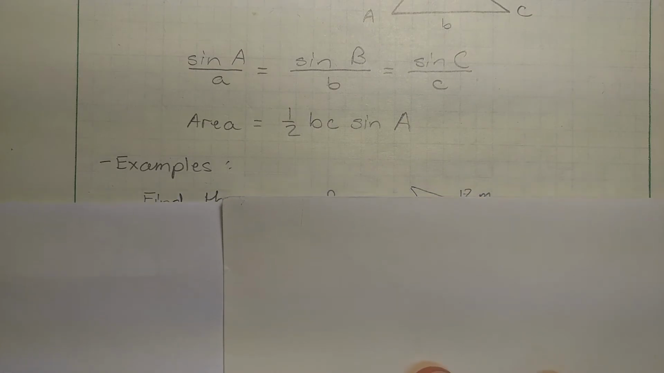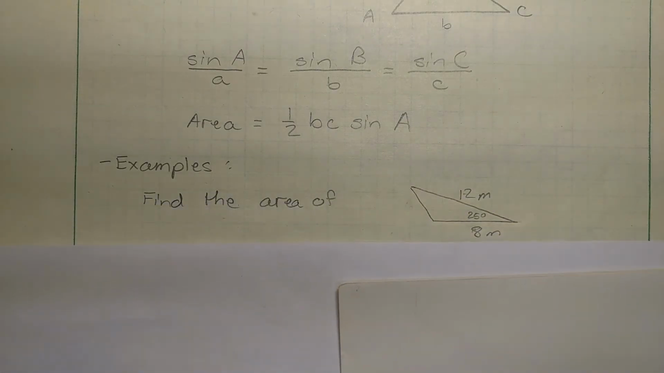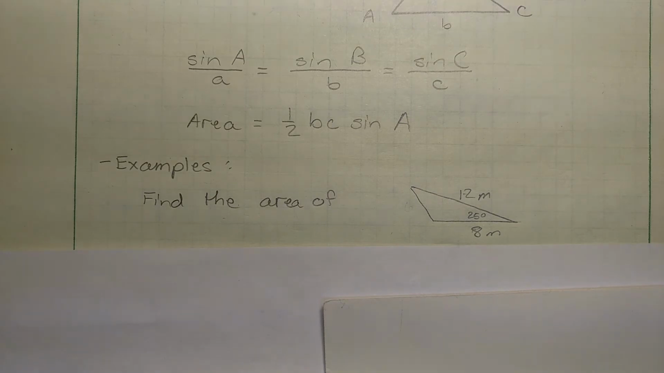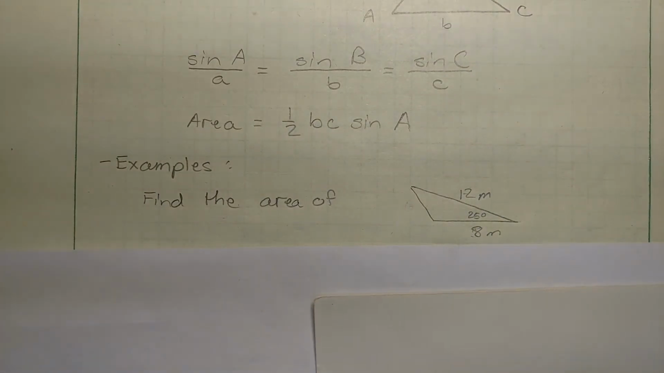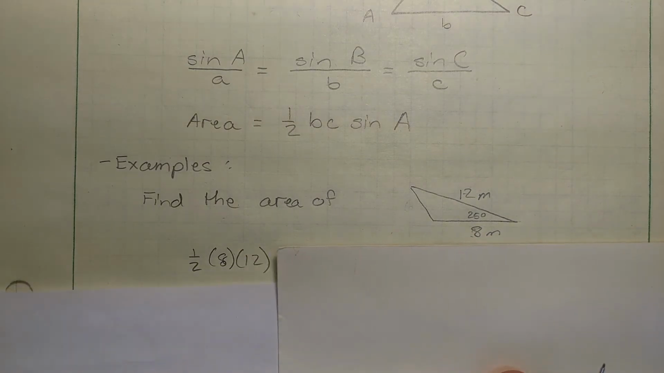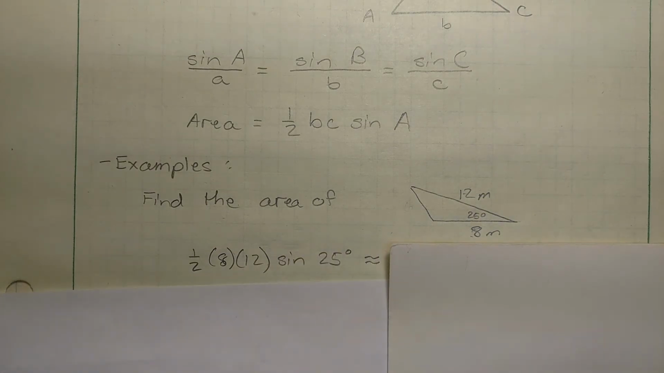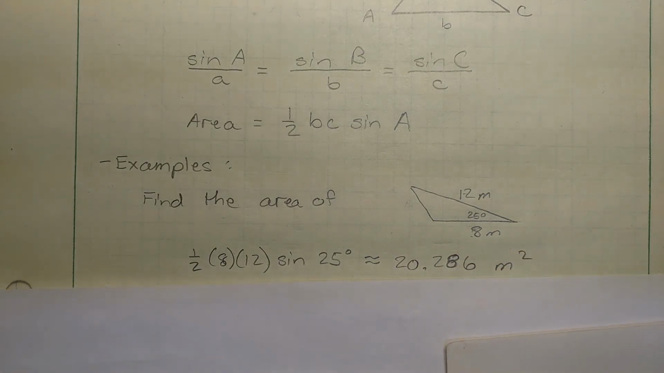So let's look at some examples. First we're going to look at area. Here we're given a triangle, and we are asked to find the area. We just plug into our formula. We have two sides, and we have the angle in between the sides. So it's going to be 1/2 times 8 times 12, those are our two sides, times the sine of our angle, 25. This is not a known angle in one of our special triangles, so this is a calculator problem. When we punch this into our calculator, we get 20.286 square meters.